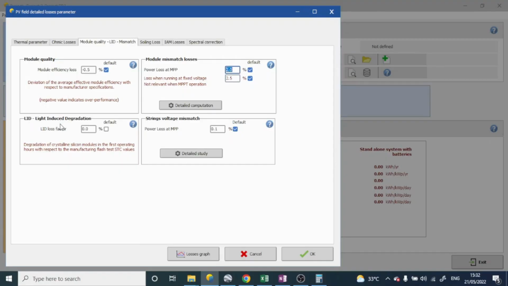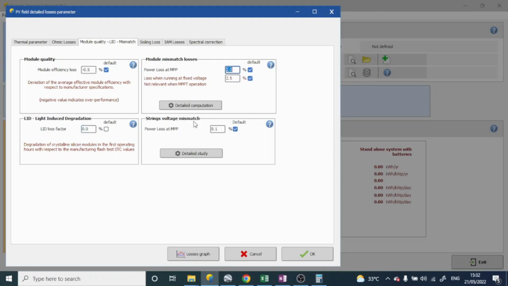Then we have light induced degradation due to the optical efficiency of a solar power plant. So here also we have selected the solar tilt angle in such a way that there should be the minimum amount of optical losses that will happen. So we just keep it as 0 over here.